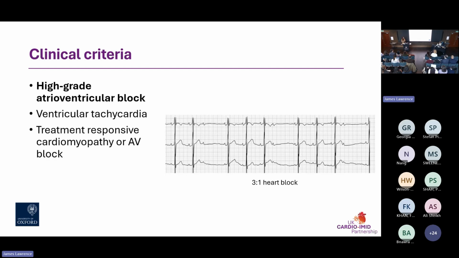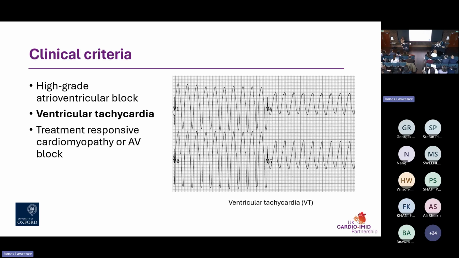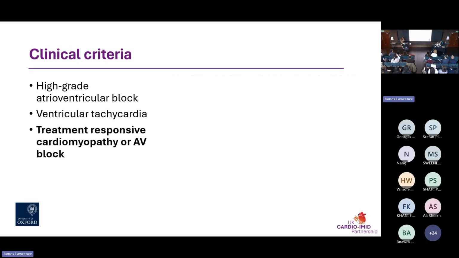So what are some of these symptoms? Cardiac sarcoidosis seems to go for the electrical circuitry, so you can get high-grade atrioventricular block. This is 3-to-1 heart block. You get ventricular tachycardia, which is one we're very worried about. Another criterion is treatment-responsive cardiomyopathy or AV block: you treat it, it gets better.